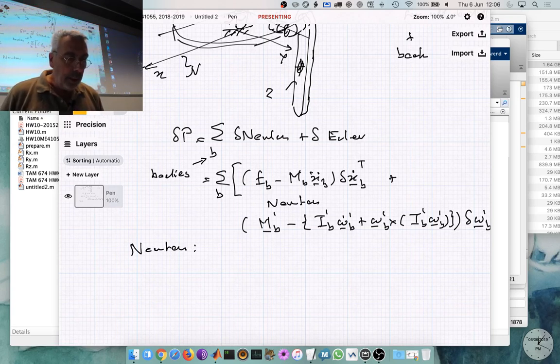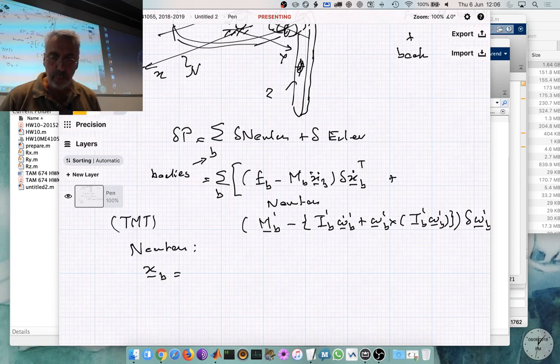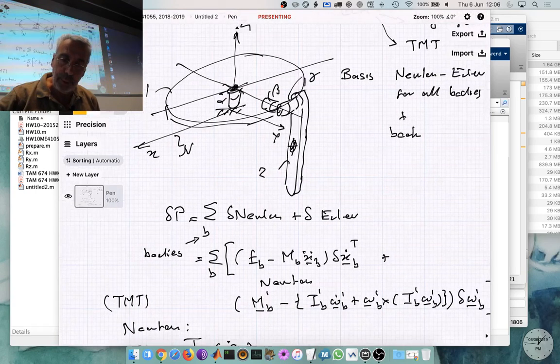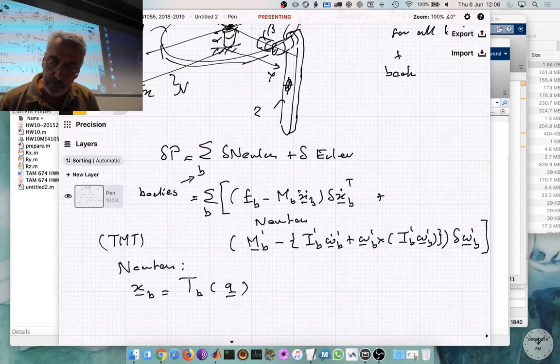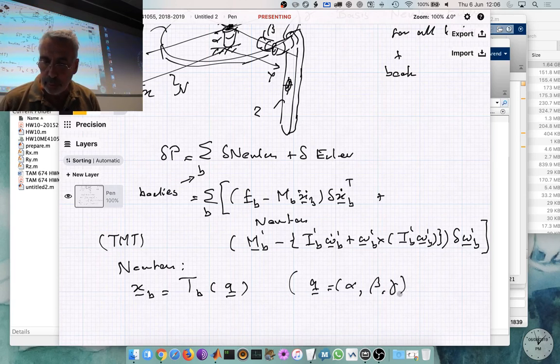So we need expressions for our positions, x_b. Now, shall we do the TMT method? What do we do then? Well, then we find a mapping for every body which maps our generalized degrees of freedom to our coordinates, right? And in our case, if we would do the TMT method here, then what would be our q's? The q's in our example would be alpha, beta, gamma, right?